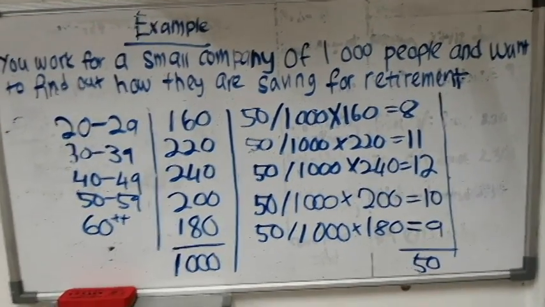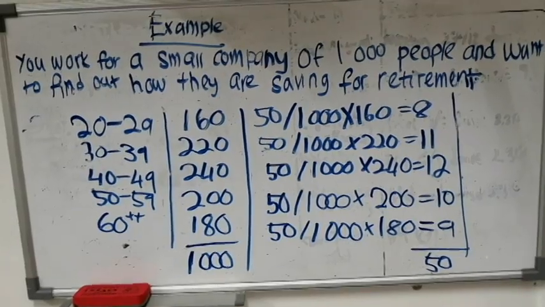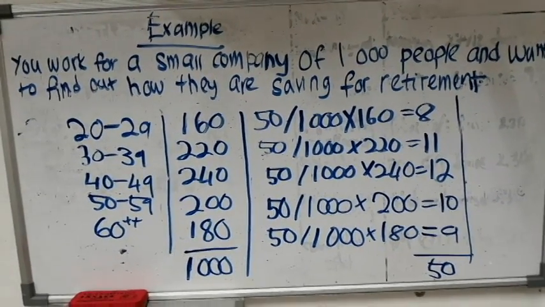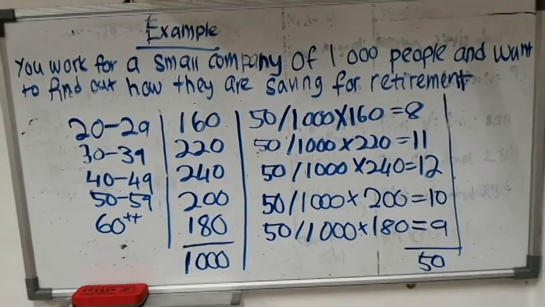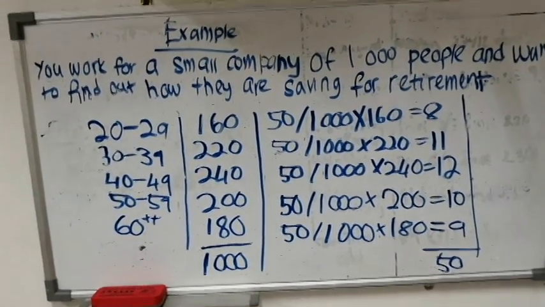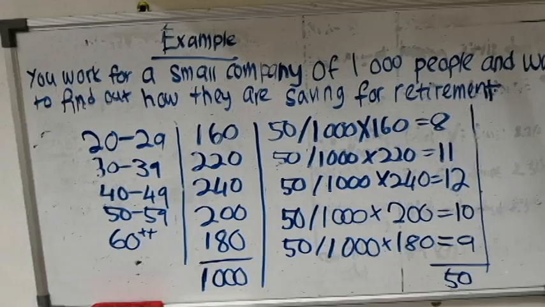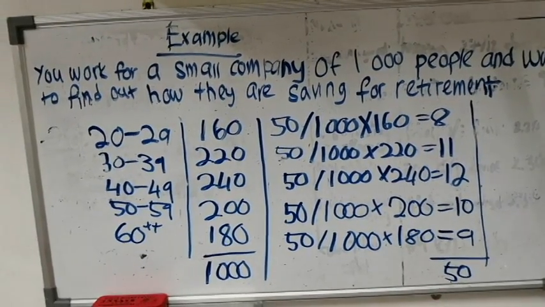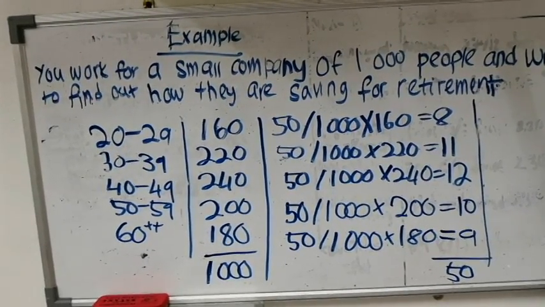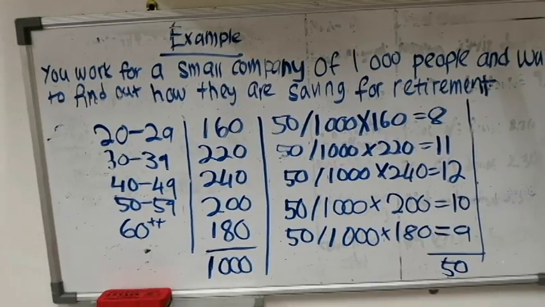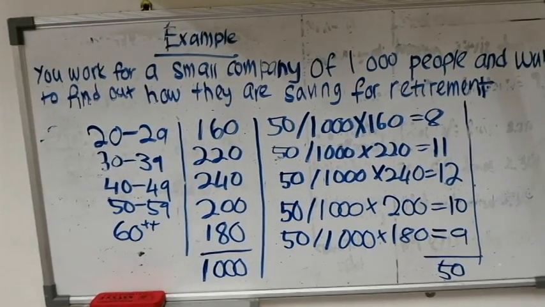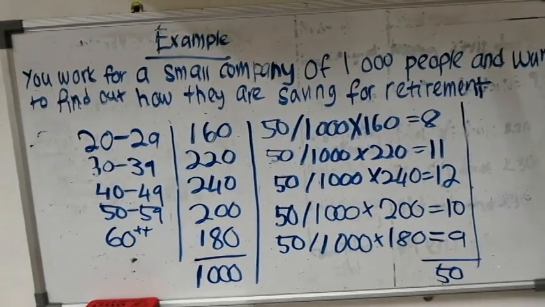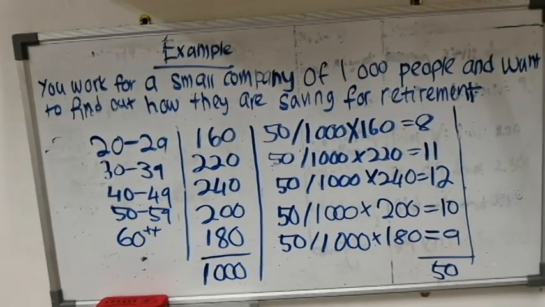The formula is the size of the entire sample divided by population size, multiplied by layer size. I choose the size of the entire sample as 50, divided by 1,000, which is the population size, and multiplied by the layer size, which is 160. So 50 divided by 1,000 multiplied by 160 will get 8.